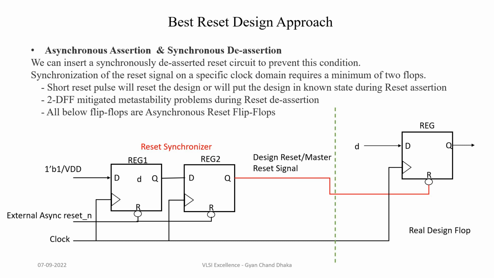So asynchronous reset assertion and synchronous deassertion is what we want, because we want our design to be in a known state even before the clock is available, and also we do not want any kind of metastability. So if we want our design in a known state before the clock edge, we have to use an asynchronous reset. But if we use an asynchronous reset, then there is a problem of metastability during the reset deassertion. Now, how can we avoid that metastability problem with asynchronous reset?